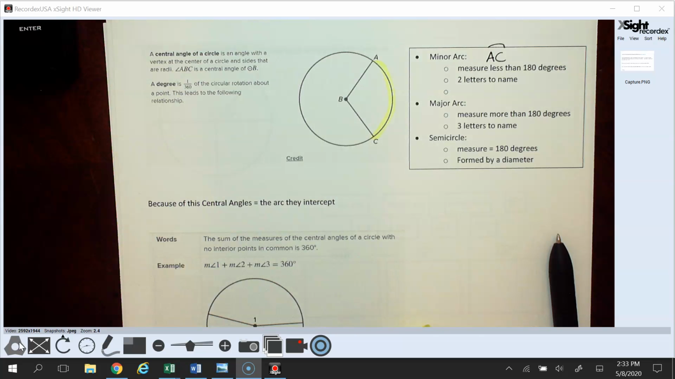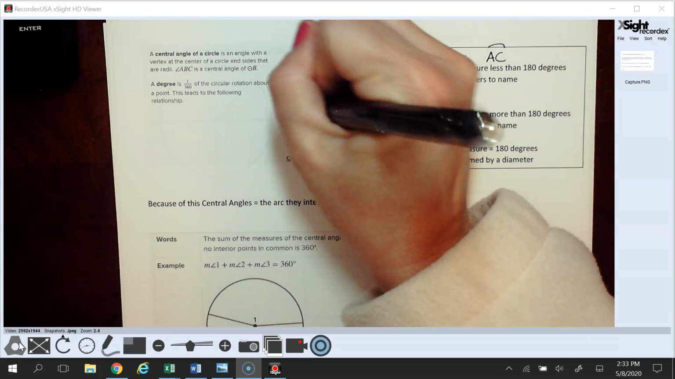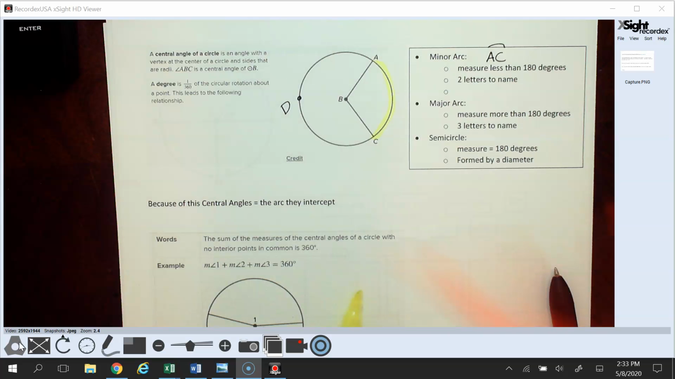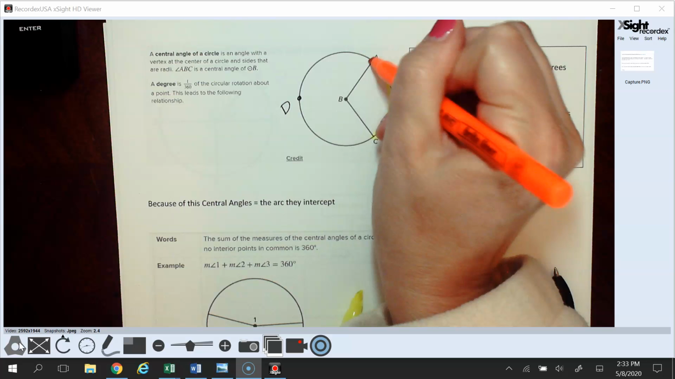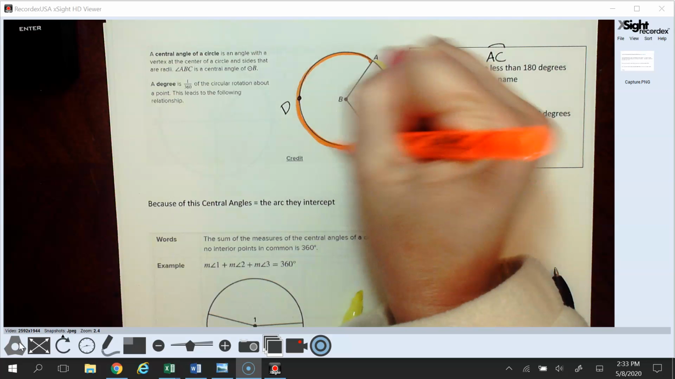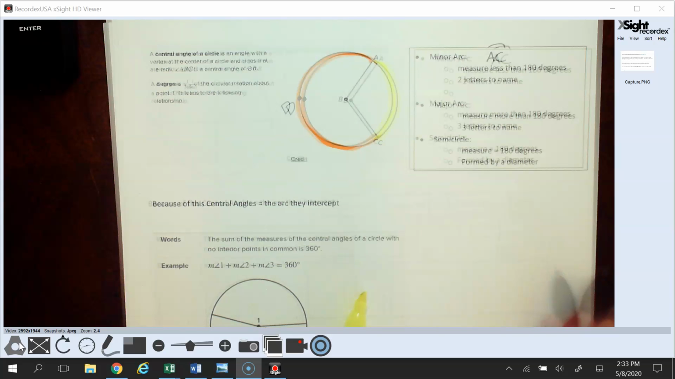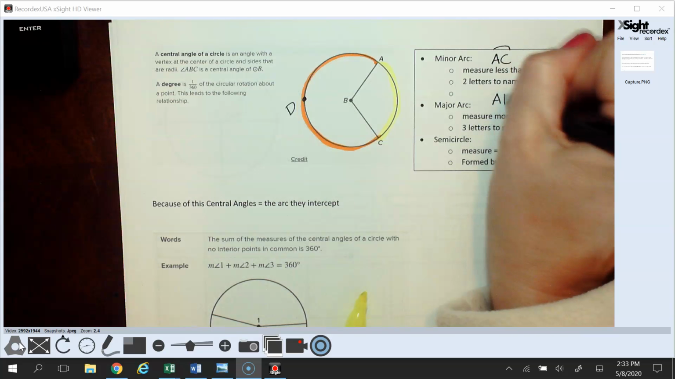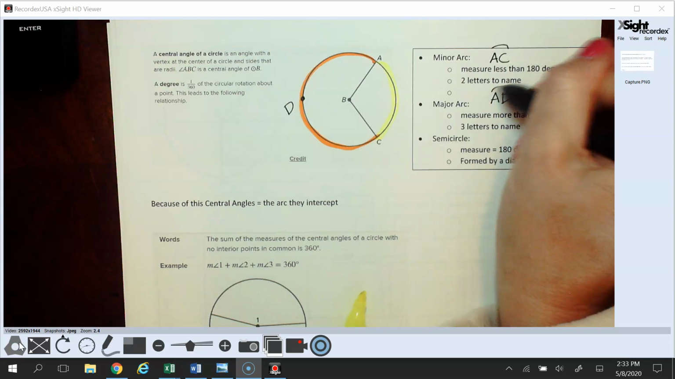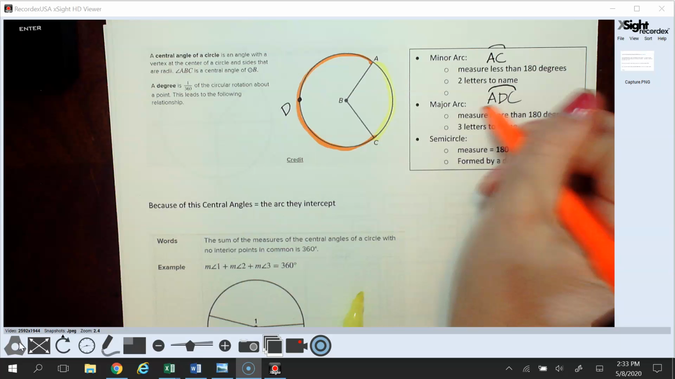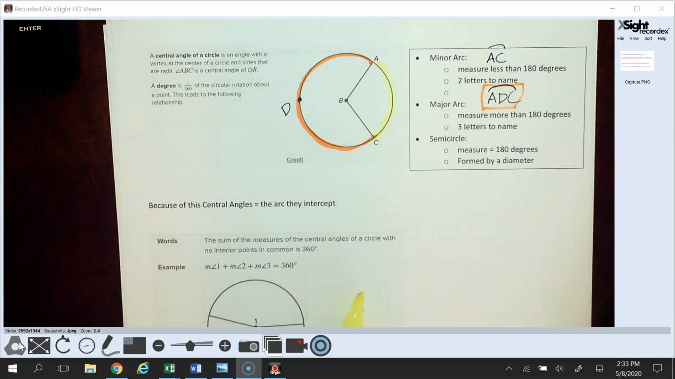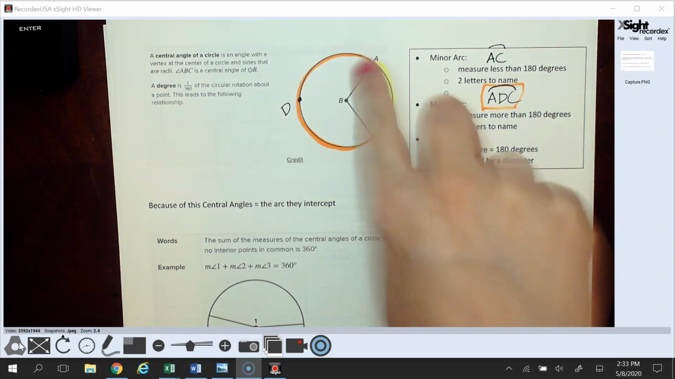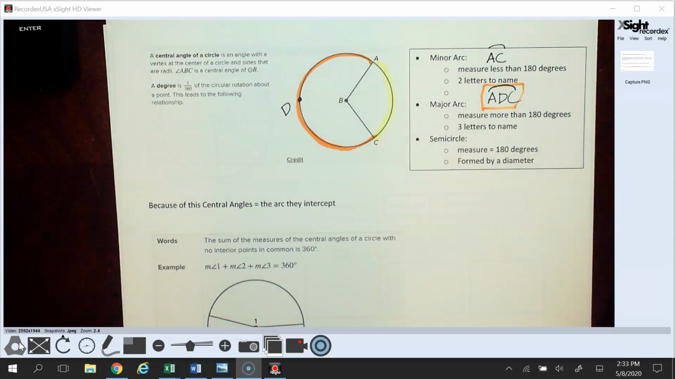Now you could have a major arc. A major arc would be something like ADC. So ADC would go all the way over here. You can see I've got the little arc symbol there. So ADC would be an example of a major arc. That's going to measure more than 180 degrees, and you're normally going to use three letters to name it because you don't want to be confused. If I just said AC, you're going to go that shorter distance. So I needed those three letters to know which direction to go in.